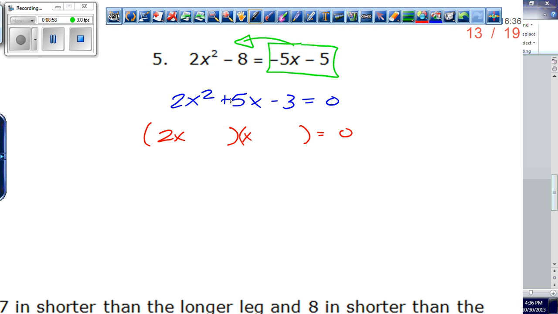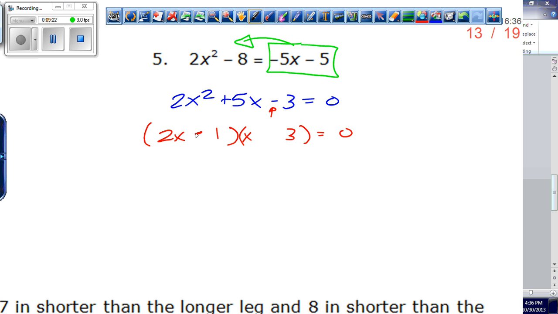Normally I would tell you to do AC method, but I'm going to show you a little shortcut. There are only 2 factors of 2 and 1. So I know one of them's got to be 2x, the other one's got to be an x. There's also only 2 factors of 3, 1 and 3. The last thing you got to figure out is where do 1 and 3 go and which one has a plus and which one has a minus, because a positive times a negative is a negative. So I'm going to play this guess and check game.